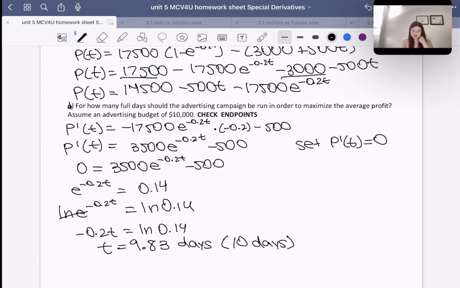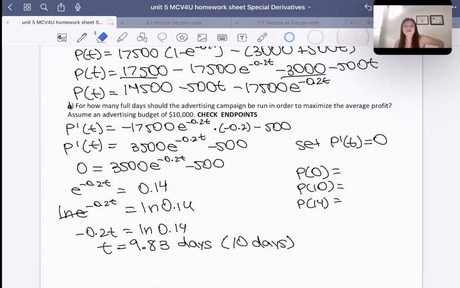Okay. So let's also find the endpoints. So we need to find P of 0, so what if we run the campaign for 0 days, P of 10, and also P of 14 days, right? Because if the advertising budget is $10,000, if that's the most we can spend, then the longest amount of time we could do this advertising campaign would be 14 days, because it costs $3,000 initially, so that's already $3,000 eaten up. And then that $7,000 would last us 2 weeks, right? Because it's $500 per day, and 2 weeks would eat up that other $7,000.